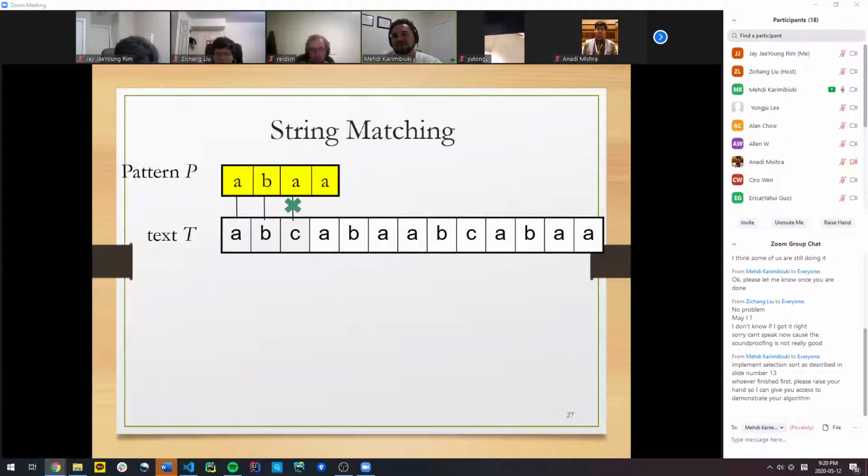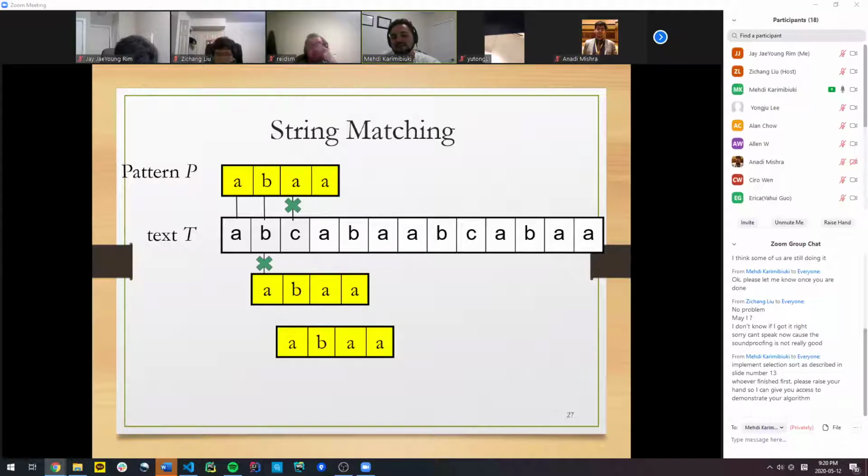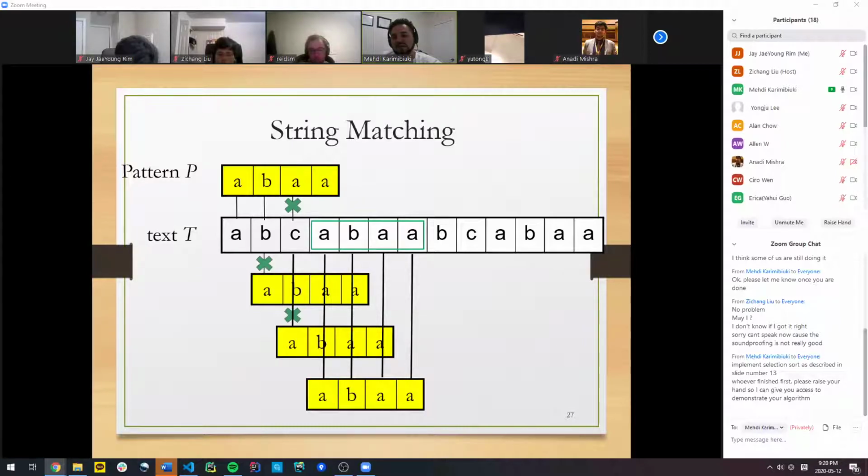If it doesn't match, what we're going to do as brute force, we go to the next element. The next element is B. It's not matching. We move the pattern forward to the next element. It's not. We move forward. It is. The second one is. The third one is. The fourth one is. Bingo. Then we have found the pattern there, and we return the index at which we found the pattern in that text.